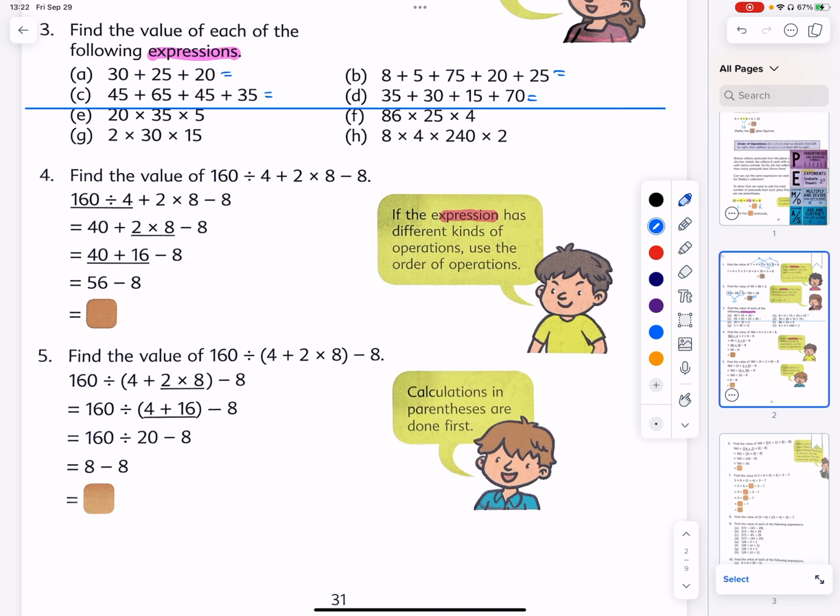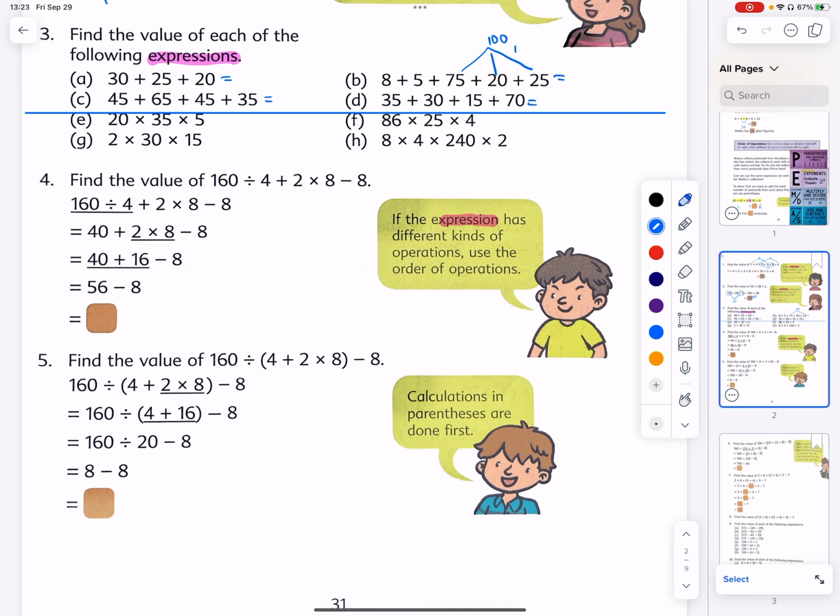So again, we're looking for nice round numbers. 0 is my hero, but 10 is my friend. So what makes round numbers? 75 and 25 makes 100, plus another 20 will give me 120. 8 plus 5 gives me 13, and altogether I have 133. Very easy mental math.